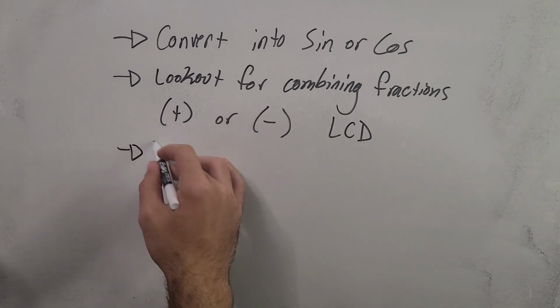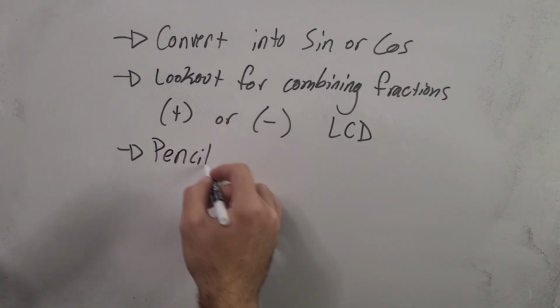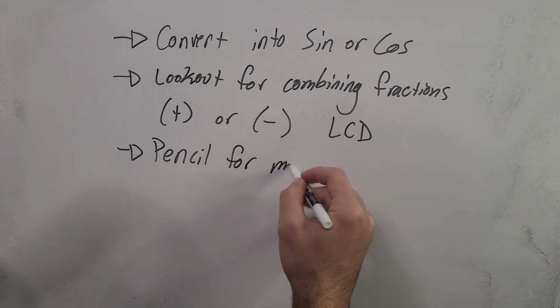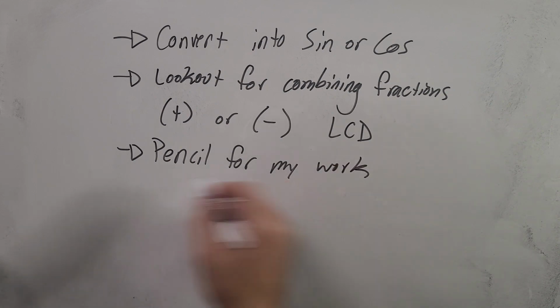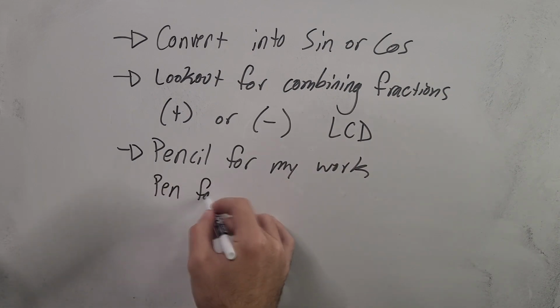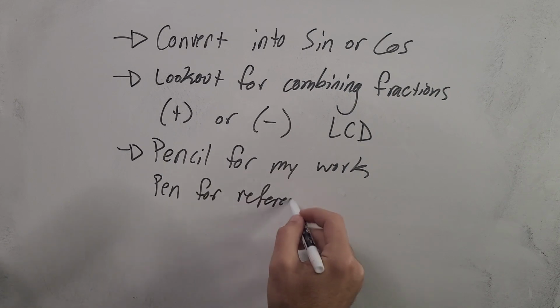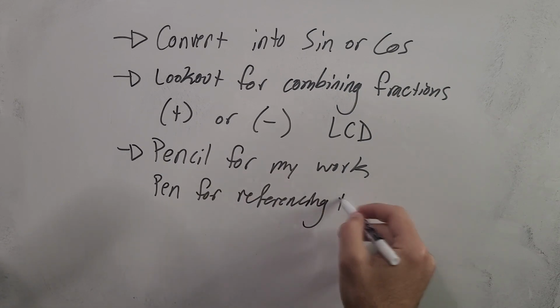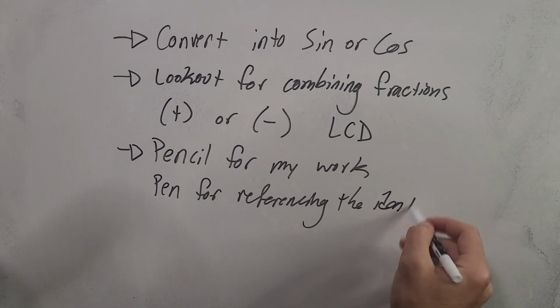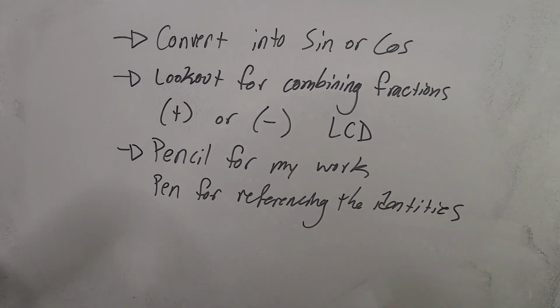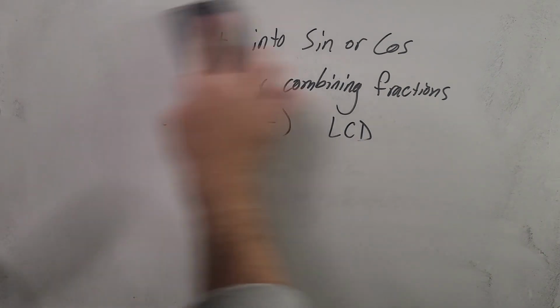And then lastly, I want to try to use a pencil for my work and a pen for referencing the identities that I just showed you guys. The identities that hopefully you wrote down yourself. Obviously, I have markers, so I'll just use different colored markers instead. Let me see. All right, doing good. Let's jump into the first problem.